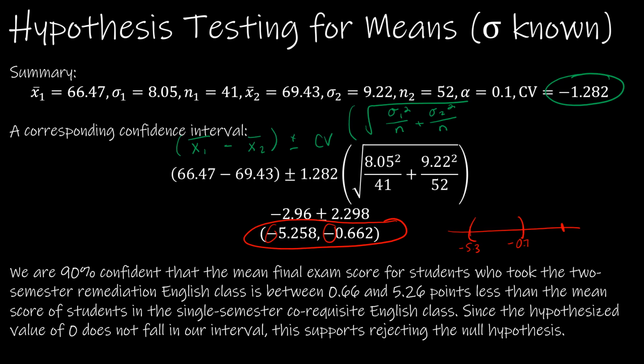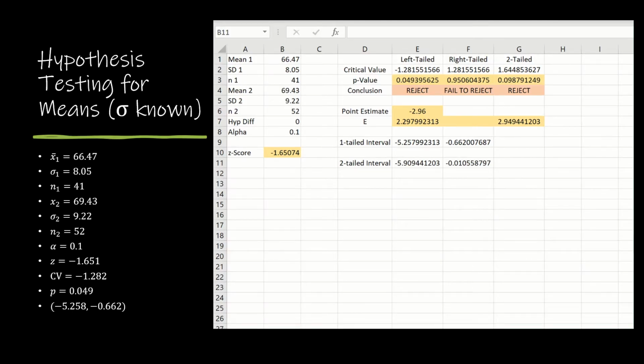Then we talk about whether or not the hypothesized value falls in the interval. Now the hypothesized value in this case is 0. And so we say, since the hypothesized value of 0 does not fall in our interval, this supports rejecting the null hypothesis. Let's take a look now at how we can set up Excel to do these questions for us.